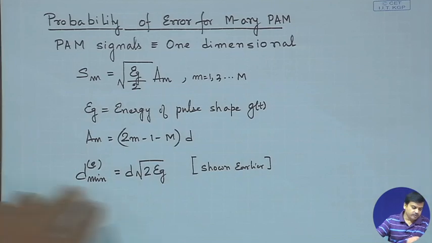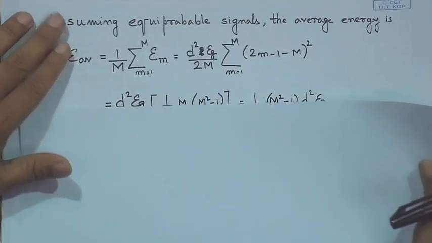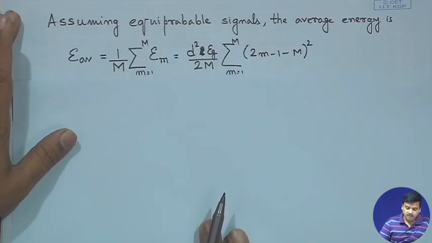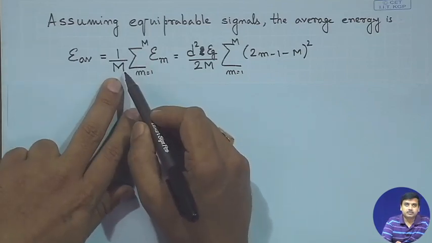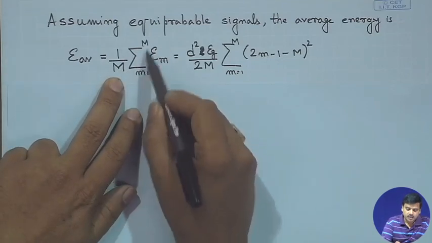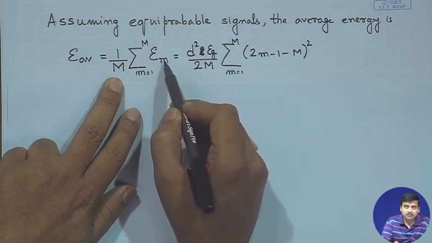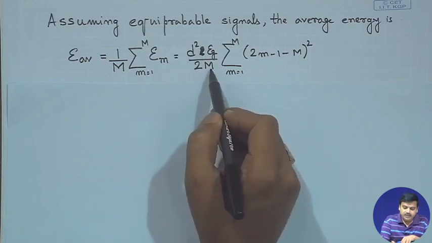Now, if we consider equiprobable transmission, in that case the average energy of the received signal can be calculated as 1 upon M, this is because of equiprobable, times the sum of Em, where Em is the energy of the mth signal, which is equal to d squared Eg by 2 m.